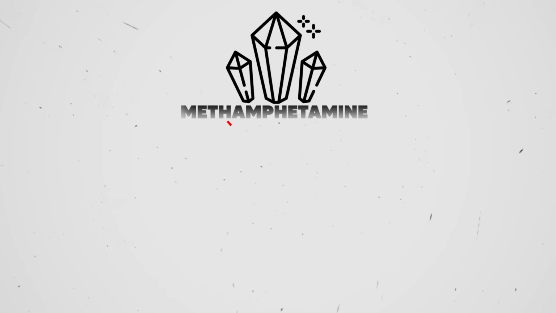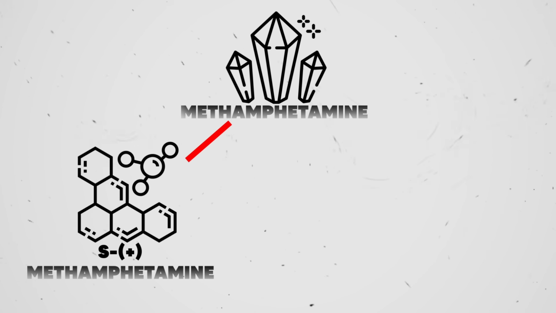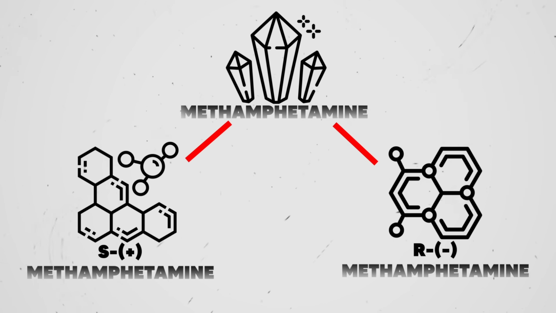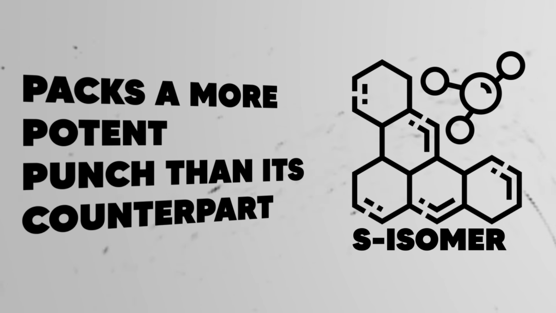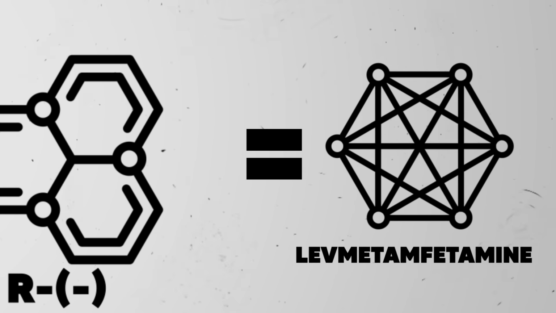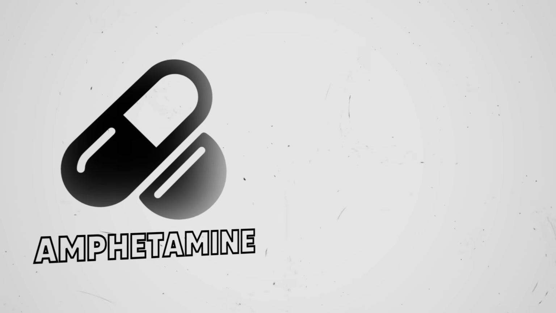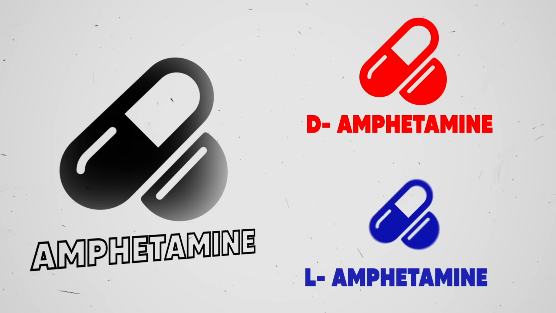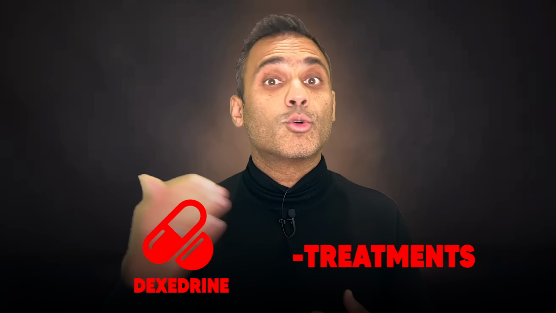Methamphetamine has 2 stereoisomers. These are sort of mirror images. Methamphetamine comes in 2 forms, which are S-methamphetamine and R-methamphetamine. The S isomer packs a more potent punch than its counterpart, the R isomer. So the R stereoisomer is the same as lev-methamphetamine, which was there prior to 1994 in the Vicks vapor inhalers. Amphetamine, on the other hand, consists of 2 enantiomers, D-amphetamine and L-amphetamine. So we know dexamphetamine or Dexedrine is available for treatment.